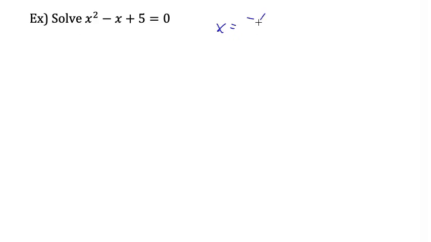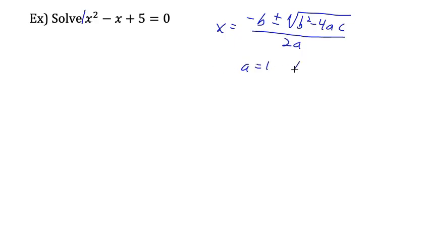All right, x equals the opposite of b plus or minus the square root of b squared minus 4 times a times c, all of that over 2 times a. Well, here we have an a of 1. We understand there's a 1 in front of the x squared. b equals -1, and c equals 5.